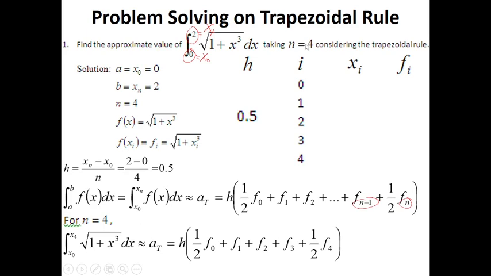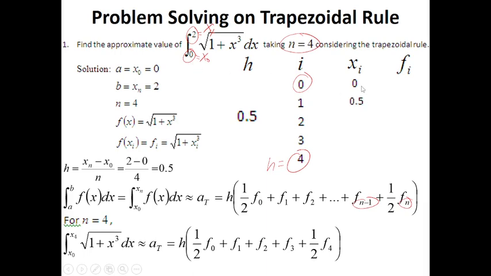Because we have n equals 4, i starts with 0 and will end up with 4, no? So this is n equals 4. Now we have x sub i. Initially, that is x sub 0. So x sub 0 is 0, right?